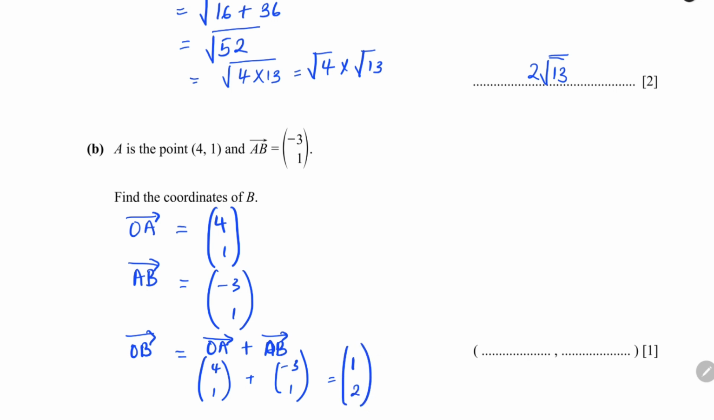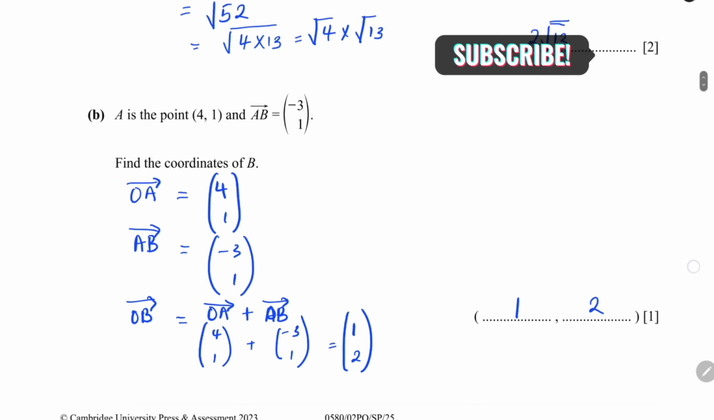Now, this is vector OB. Remember, they are not asking us for vector OB. I only went this way so you can understand why this will be our answer. They're asking us for the coordinates of B. It's almost the same thing. The top is the x value and the bottom is the y value. So the coordinates of point B will be (1, 2). I hope you understand that.